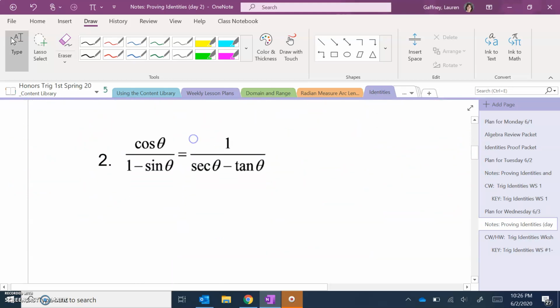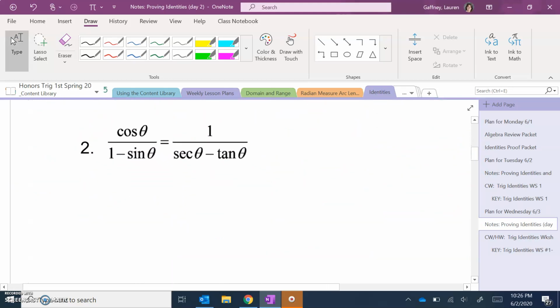Okay, let's take a look at another one. So in this one, I actually, once again, worked with the right-hand side. I actually have this done two different ways. Actually, you know what? I'm going to work with the left-hand side. I like that way better. So I'm going to multiply by the conjugate here, which would be 1 plus sine theta.